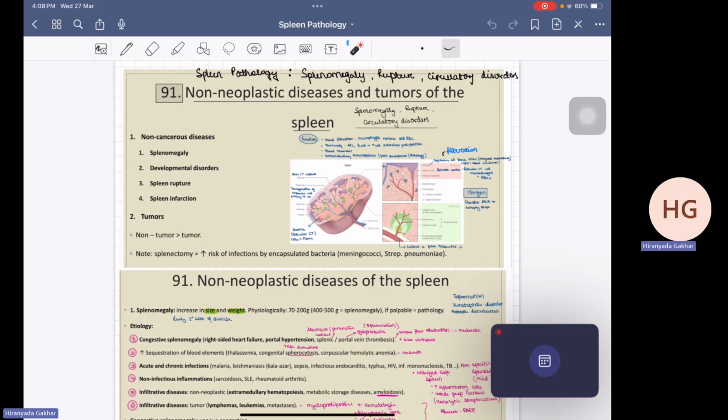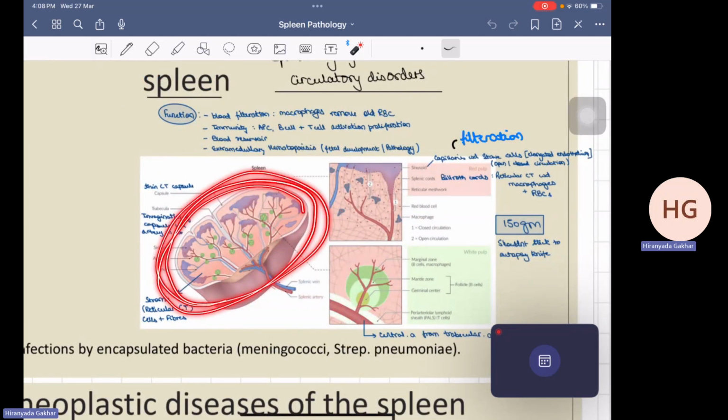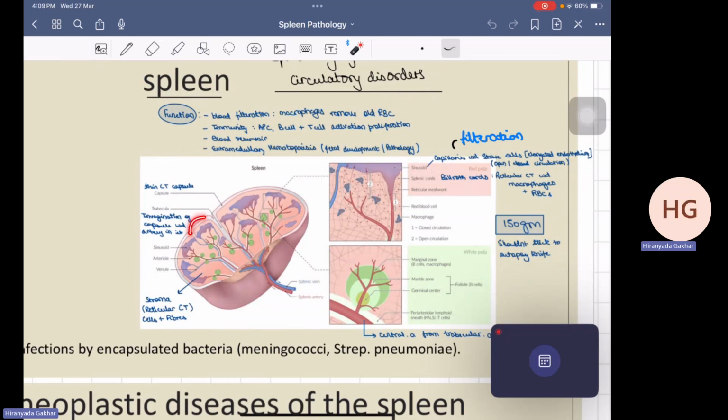Before I discuss the disorders related to the spleen, I would first like to focus on the anatomy and the function of the spleen. If you focus here on this diagram, this is the spleen, and it is surrounded by a capsule made of thin connective tissue. There are invaginations of this capsule, and you can also see sinusoids, which are made by the arteriole and the venule. In between them, you have the stroma, which is made up of reticular connective tissue and fibers.